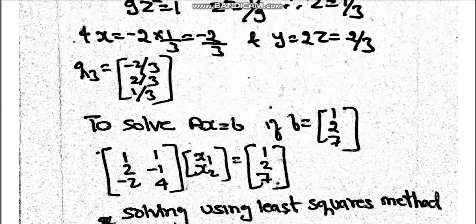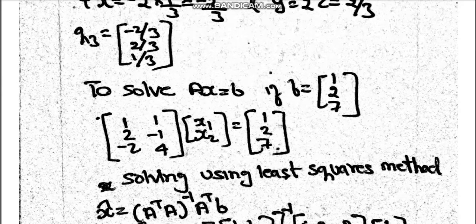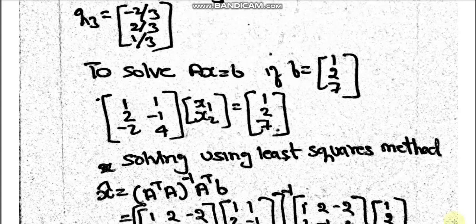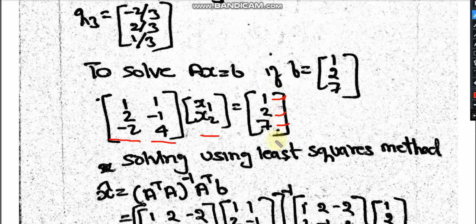This is orthogonal to Q1 and Q2. What is asked? To solve Ax equals B, where B is 1, 2, 7. So you have your Q1 and Q2, and here x1 and x2, and here 1, 2, 7 is given. Solve using the least squares method. So this is your A.